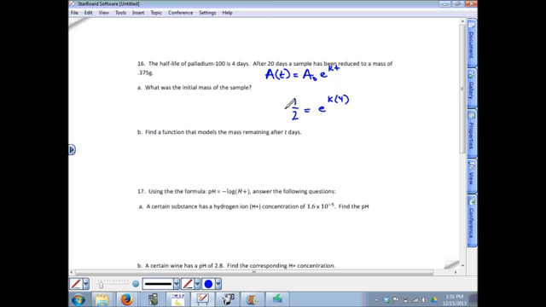So if we solve for k, we can do that by taking a natural log. Natural log and a base of e are inverse functions, so they cancel each other out. So what we have is natural log of 1/2 is equal to k times 4. So if we divide by 4, we get k is equal to the natural log of 1/2 over 4.